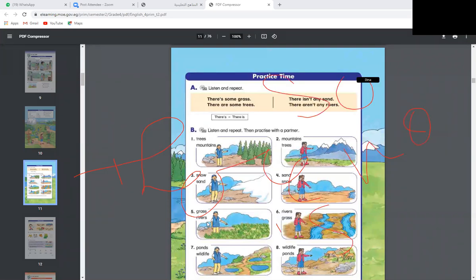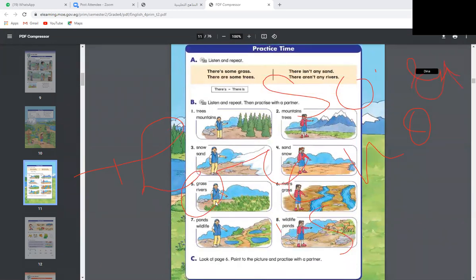Five, there isn't some grass. Okay, rivers, I will use there is or there are. There are rivers, but here I cannot see any rivers, so I will say there aren't any rivers. There aren't any rivers. Okay. Here there are some rivers. There are some. We use some in the affirmative sentences, and we use any in the negative sentences after isn't and aren't. There are some rivers.